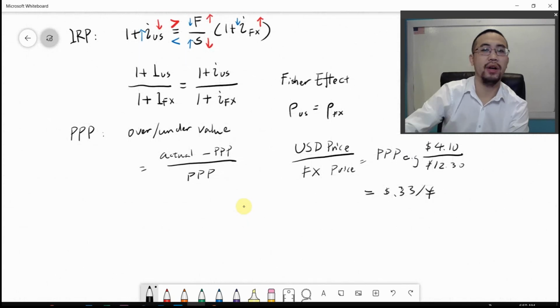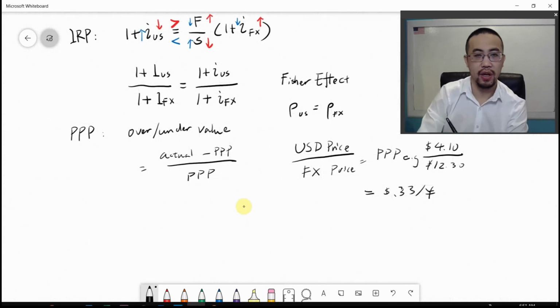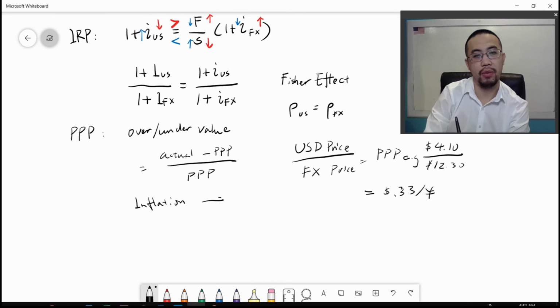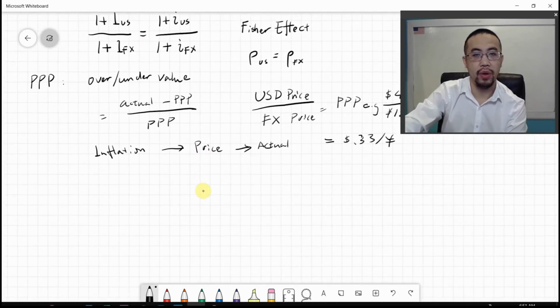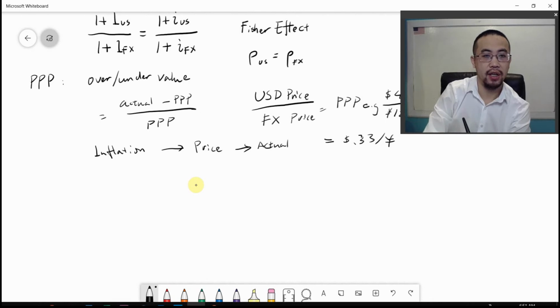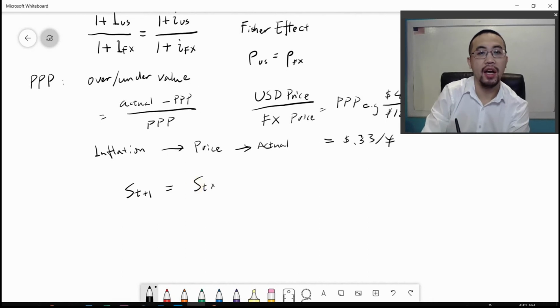You should know that under the purchasing power parity, if the inflation changes among the two countries, that would make the price change. So inflation change would lead to the price change, and the price change will push the actual exchange rate to change. And how do you incorporate the inflation change? Let's say the exchange rate in the next period equals the exchange rate in this period times 1 plus the dollar inflation over 1 plus the foreign inflation.